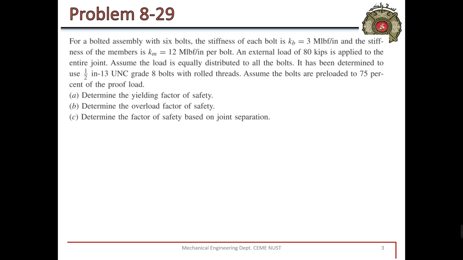In this problem 8-29, they have asked us about a bolted assembly with 6 bolts. So we have 6 bolts, the stiffness of each bolt, Kb, is given and Km is also given. So we have the values of Kb and Km. We can just calculate C. For this case, if we calculate from Kb and Km, C is equal to Kb divided by Kb plus Km, which comes out to be 0.